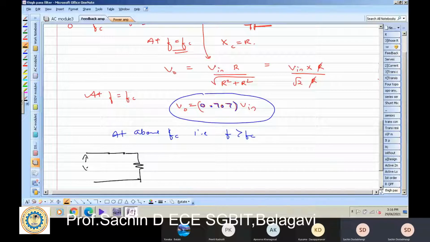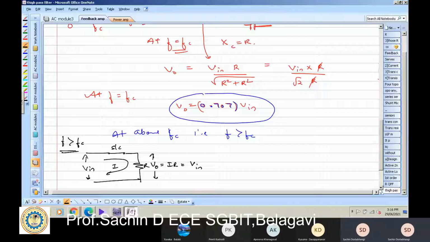That is for frequency more than cutoff frequency. For this range of frequency, F more than FC, the capacitor acts as a short circuit. So here is my current, and this is my resistor. What is the output voltage now? It is I into R, which is nothing but the input voltage. So at high frequency, output voltage is equal to input voltage.